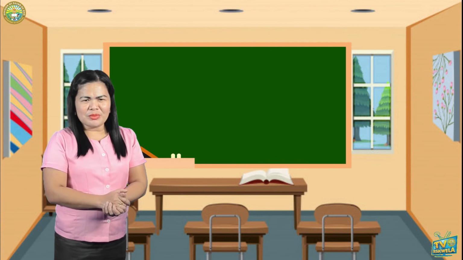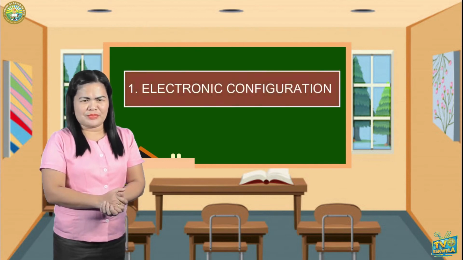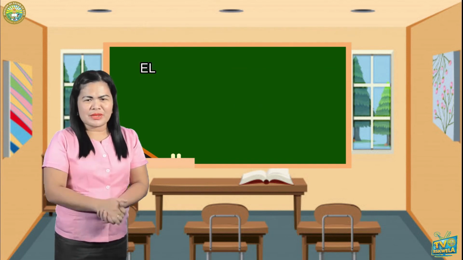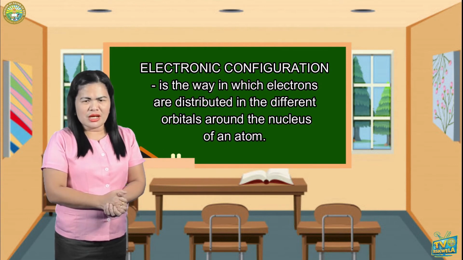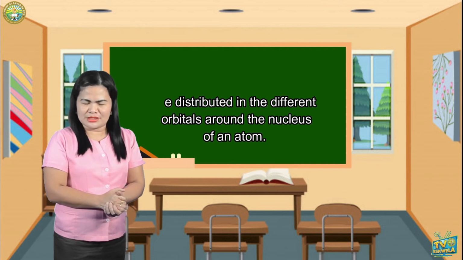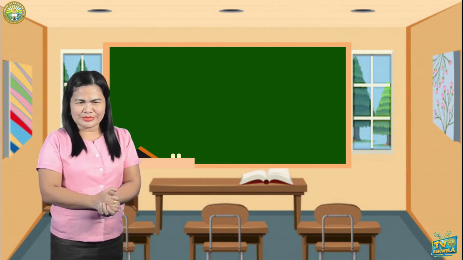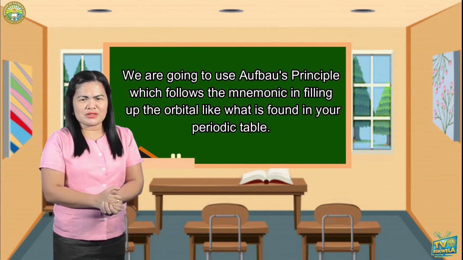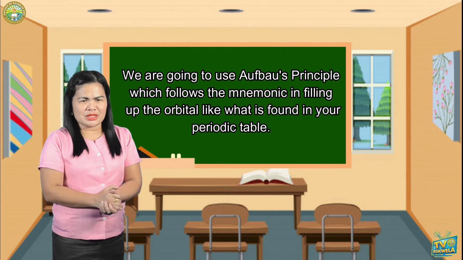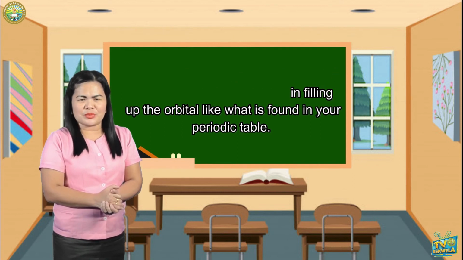This time, you will be able to illustrate how an ionic bond is formed using, first, electronic configuration. What is it? Yes, that's right. Electronic configuration is the way in which electrons are distributed in the different orbitals around the nucleus of an atom. We are going to use Aufbau's principle, which follows the mnemonic for filling up the orbitals, like what is found in your periodic table.